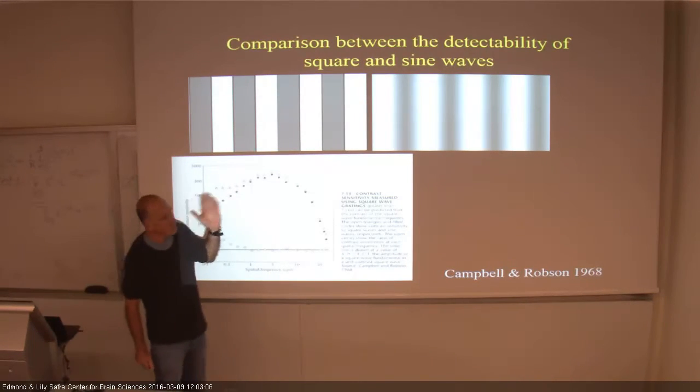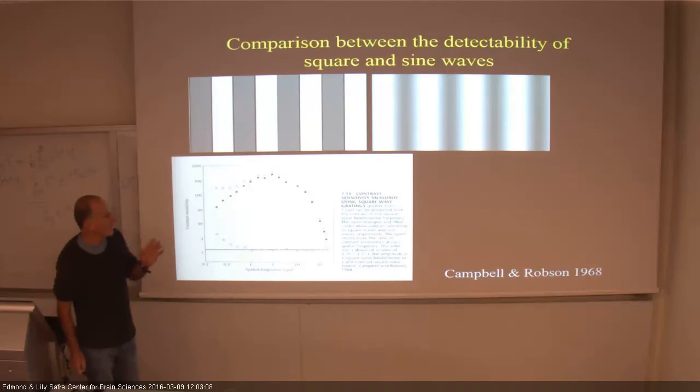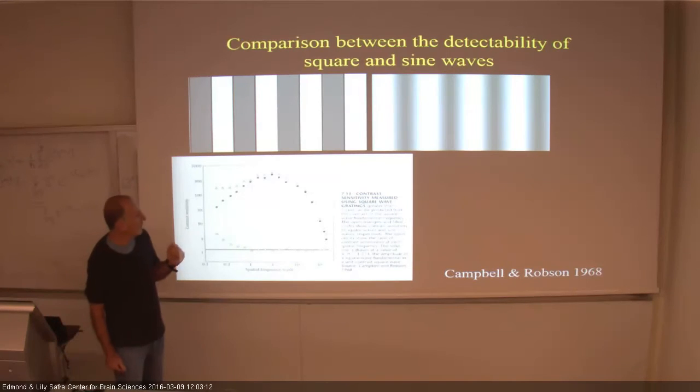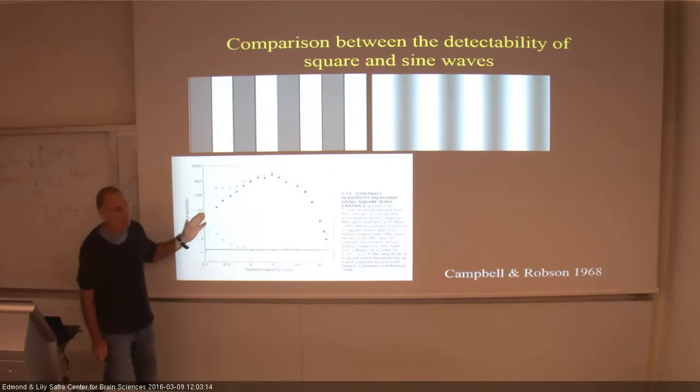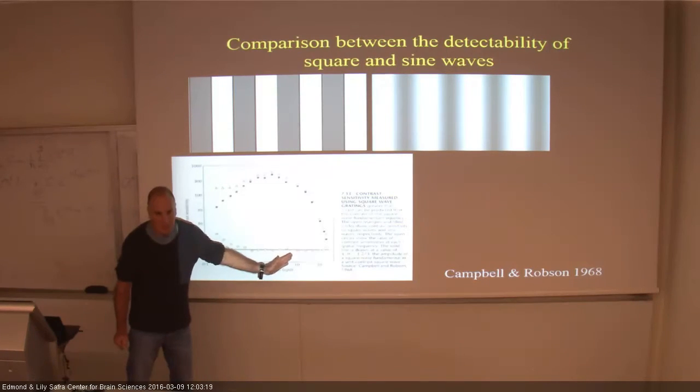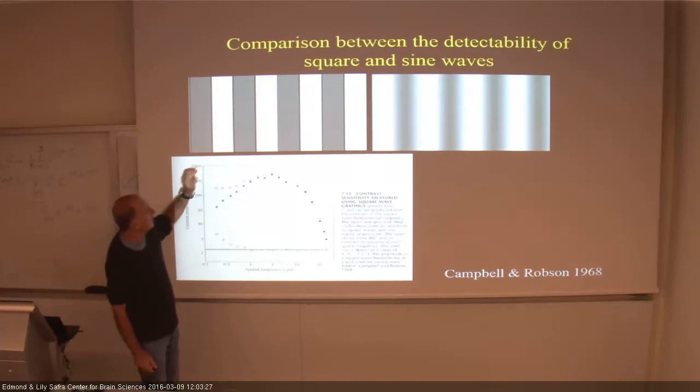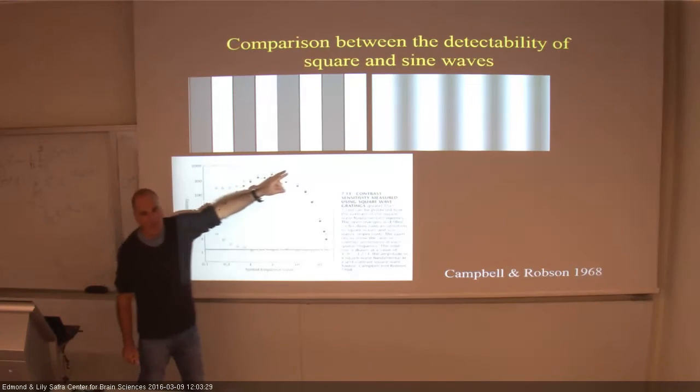So remember, I stopped the last lecture talking about Campbell and Robson's work from the 1960s, in which they looked at the contrast sensitivity function, right? So the sensitivity to different spatial frequencies. And what was nice about this is that we compared the contrast sensitivity when you're using square wave gratings versus sine wave gratings.